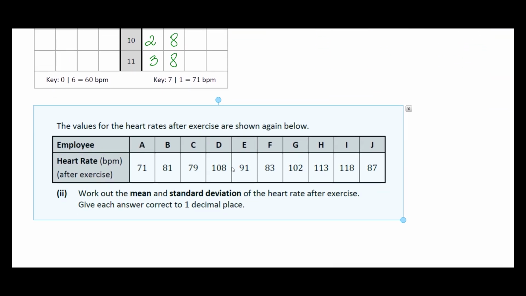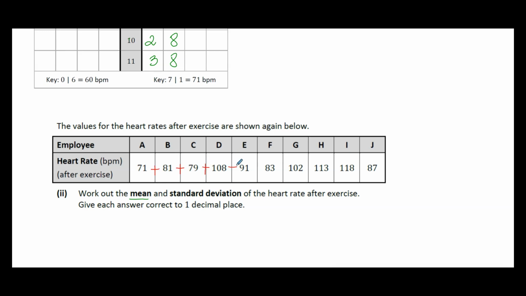The next part says the values of the heart rates after exercise are shown again below. So after, the higher values. We have to work out the mean and standard deviation of the heart rate after exercise. Now, mean, how will we normally work it out? We add up all these numbers, and then we divide by how many numbers we added, which in this case is 10. And that's how we get the mean.